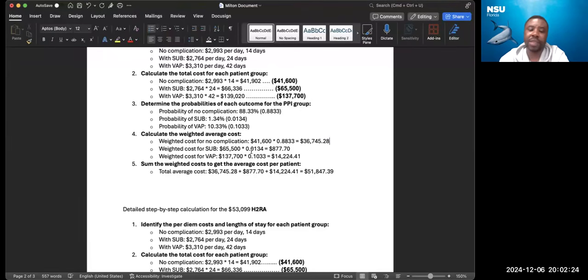And she wants the probabilities to be in 4 decimal points. So remember this. The total weighted cost for the stress ulcer bleeding was 65,500 times the probability of stress ulcer bleeding, which is 0.01. And the total weighted cost for the VAP was this, and then the probability was this, and I had this. So in order for me to do the calculation for the total weighted cost for the PPI arm, all that I did was to take this, that, and then that, and I added everything together, and I had this.